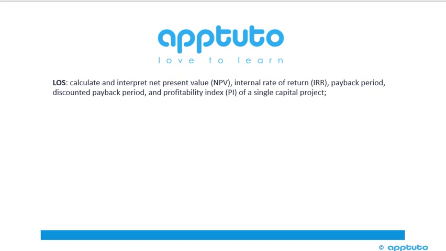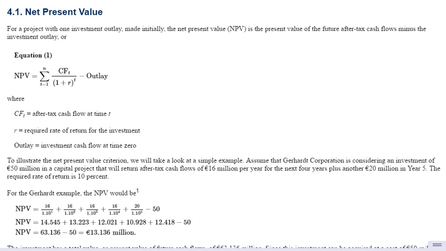This LOS is calculate and interpret net present value, NPV, internal rate of return, IRR, payback period, discounted payback period, and profitability index of a single capital project. Net present value. For this section, I just wanted to take a screenshot of the textbook exactly just to show you the little example that they have in the text.